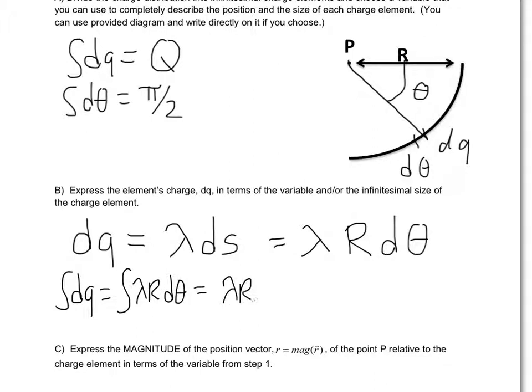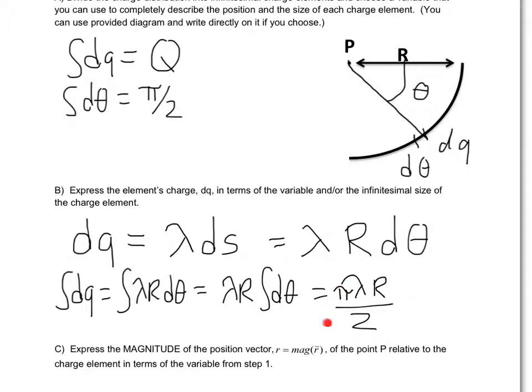Lambda and r are constants, so we have the integral of d theta. Now what's that? We'll go back up here. The integral of d theta is pi halves. So this gives us lambda r, let's put the pi in front, over 2. That's the answer. Now, what the heck is that? Is it right? Well, let's see here.